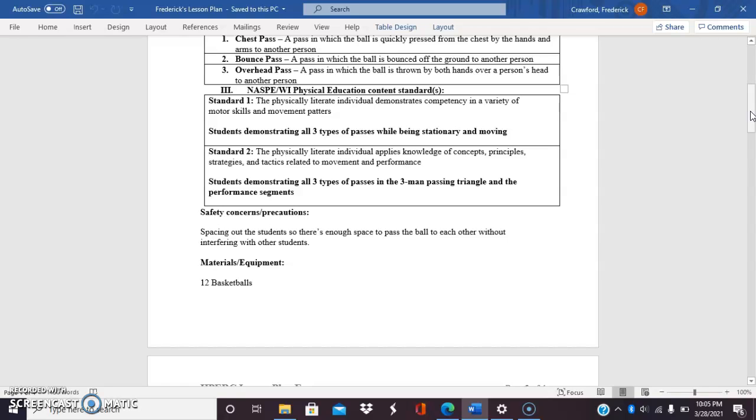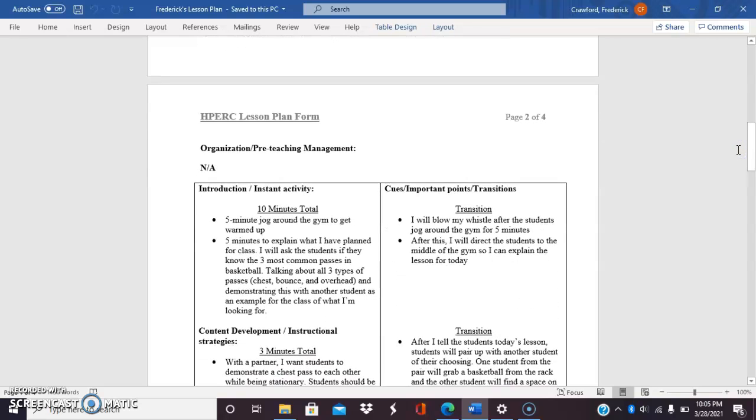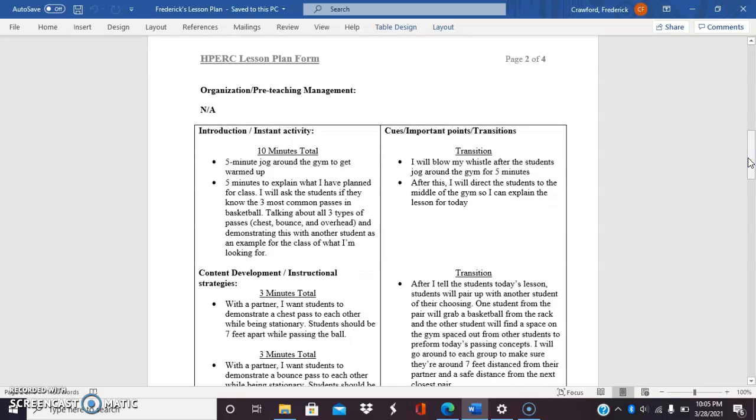Materials and equipment, I just need 12 basketballs. This unit for the lesson plan is pretty easy. Organization, pre-teaching management, I don't really need to do anything before class starts. So for the instant activity slash introduction, 10 minutes.